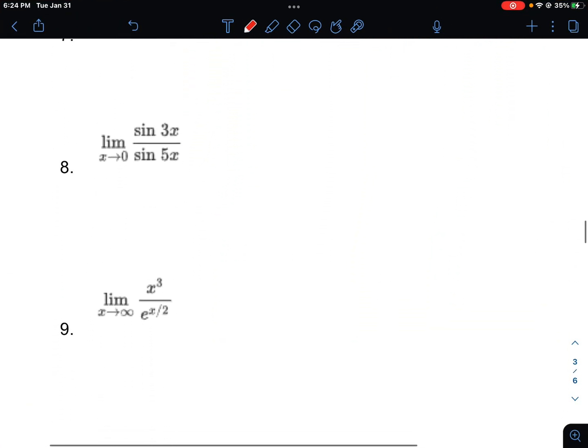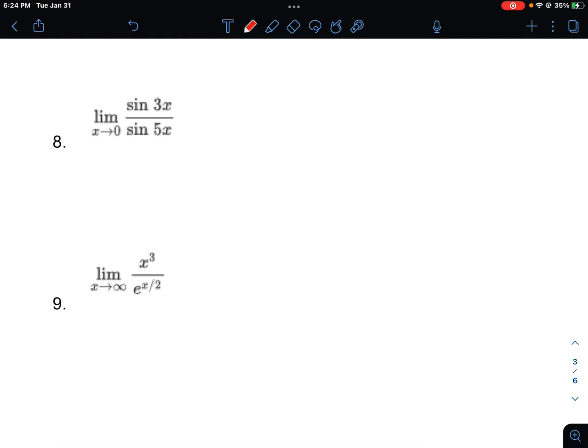Let's try out number 9. Okay, number 9 is fairly similar. We do the same thing, plug in. We can't plug in infinity. We have to ask what happens. Well, as x approaches infinity, x cubed approaches infinity. As for e to the power of x over 2, we're going to get e to the infinity, which is going to approach infinity. So this is going to end up with something like infinity over infinity, which is an indeterminate form. Because of this, we have to go through and do L'Hopital's rule.